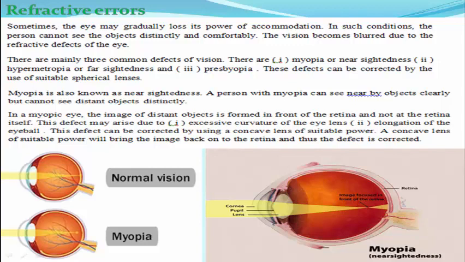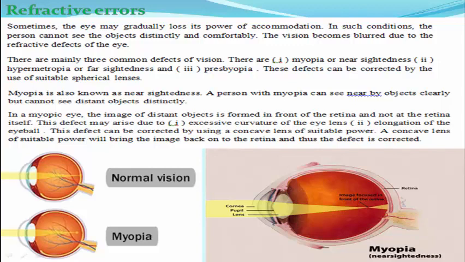The vision becomes blurred due to the refractive defects of the eye. There are mainly three common defects of vision: myopia or nearsightedness, hypermetropia or farsightedness, and presbyopia. These defects can be corrected by the use of suitable spherical lenses.